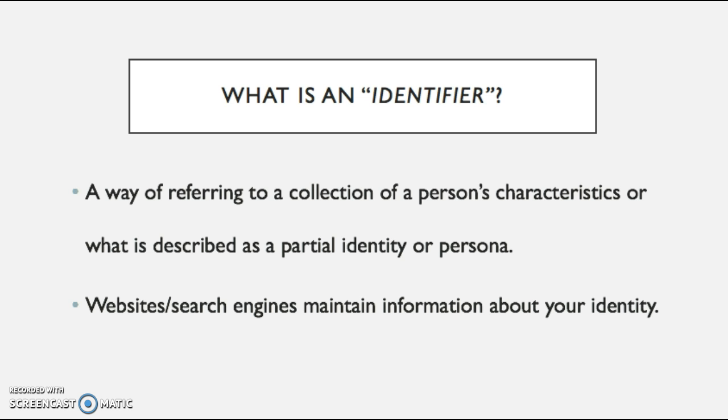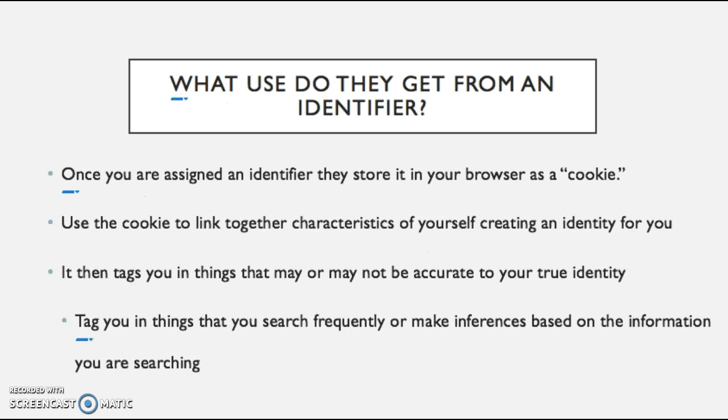What is an identifier? It is a way of referring to a collection of a person's characteristics, or what is described as a partial identity or persona. This is what websites and search engines use to maintain information about your identity online. What use do they get from this? Once you are assigned an identifier, they store it in your browser as a cookie. This cookie then uses information to link together your characteristics of yourself, creating an identity for you online.